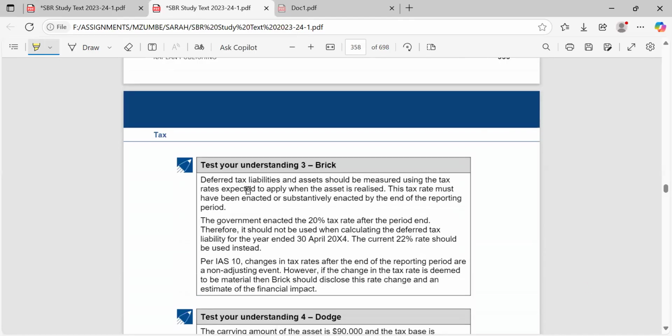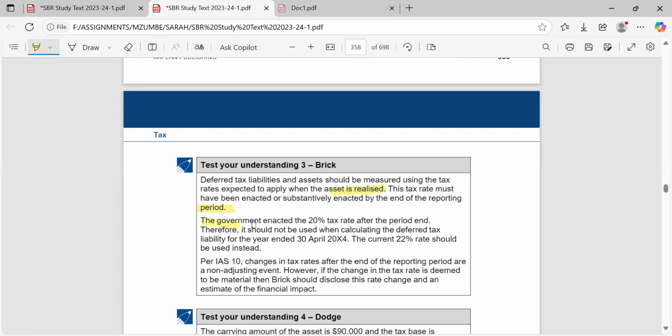So you should be able to know well how to deal with the accounting treatments, right? So as we said, deferred tax liabilities and assets should be measured using the tax rate expected to apply when the asset is realized. We said that, right? So this tax rate must have been enacted or substantively enacted by the end of the reporting period. Now look, what was the end of the reporting period? 30 April, right? When was it said to be in force? It was 6 June. You see the problem now.